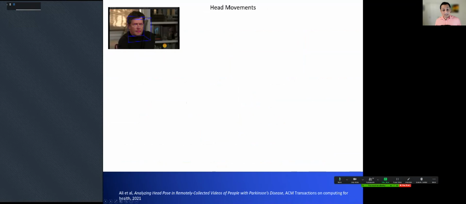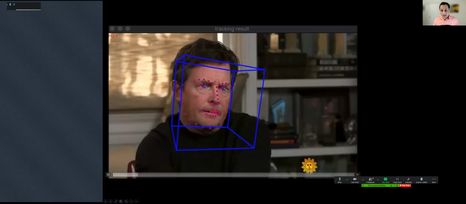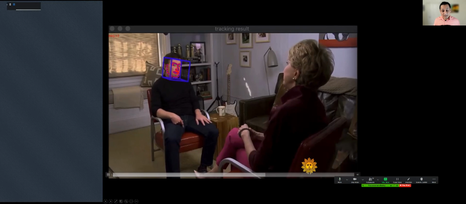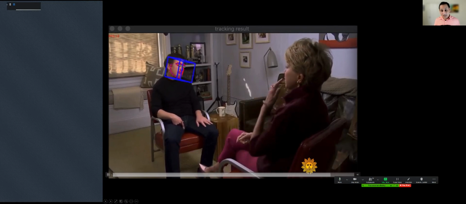One simple example is head movement. Anybody knows who this person is? Michael J. Fox. Yeah, so you're right. Michael J. Fox got Parkinson's when he was only 27. And that was unfortunate because he now has to live his entire life with this condition. And this is in an interview, he's not even talking, and you can see all these movements that are happening that he cannot control.